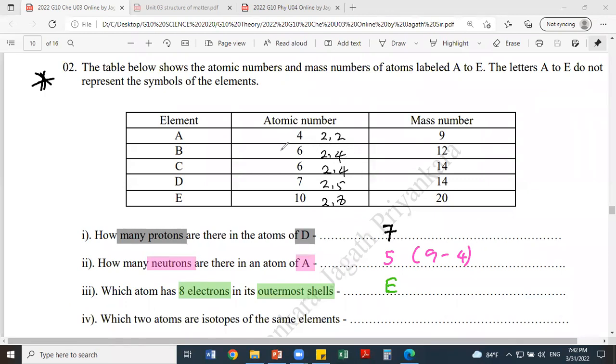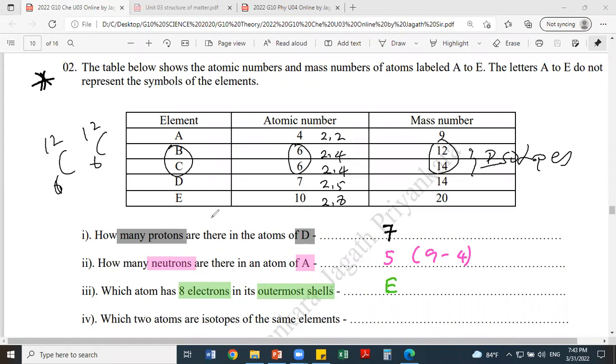So you can see these two are the same element. B and C are the same element, but their mass numbers are different. Therefore we call them what? These two are called isotopes. Actually, atomic number 6 means carbon. So C-12 and C-14. C-14 is radioactive. Is that clear? So that is the answer for the next one, part 4.